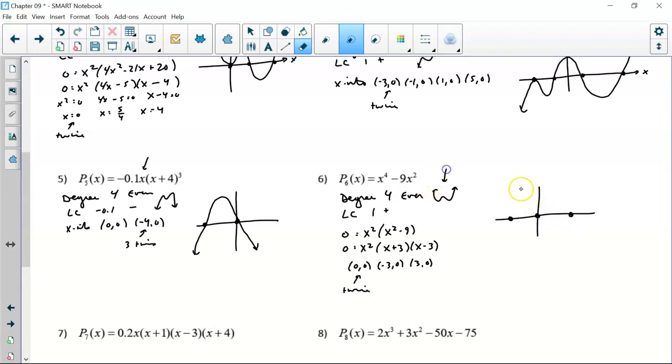So to match this sketch, it's going to start, it's going to go down through, turn and go back up, and then it's going to bounce at 0, 0, and then turn and back up again. And there is our graph.